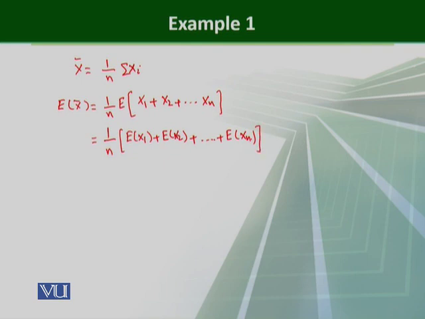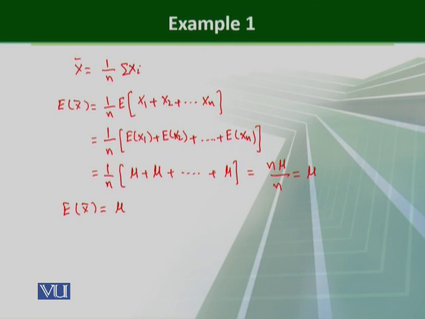And we know that the expected value of x1 is equal to mu, so that is 1 over n into mu plus again the expected value of x2, again it is mu, and so on up to mu. That is for n times, so we can write it as n mu over n, and it will give you the value mu. So the expected value of x bar is equal to its population value. So we can say that x bar is an unbiased estimator of mu.